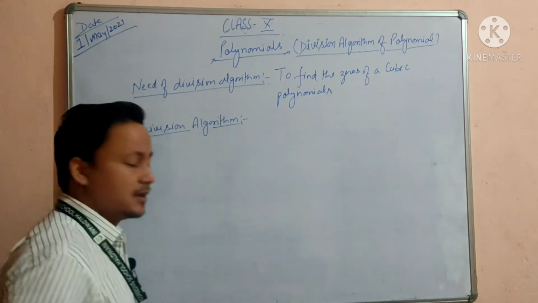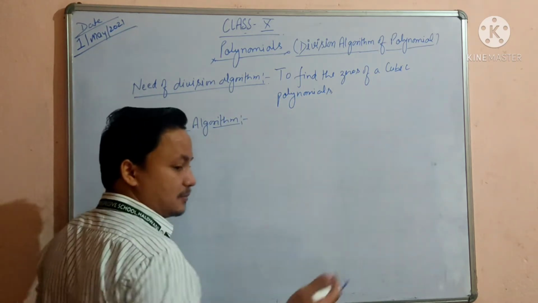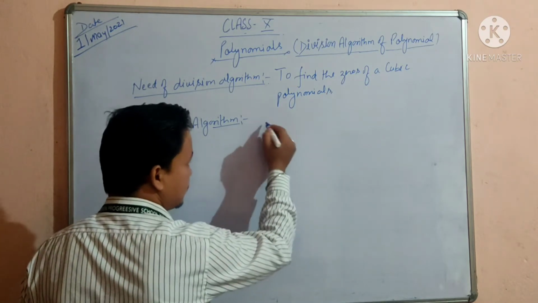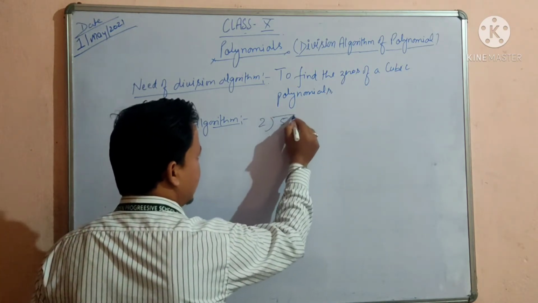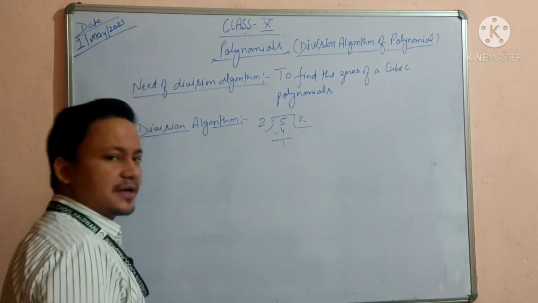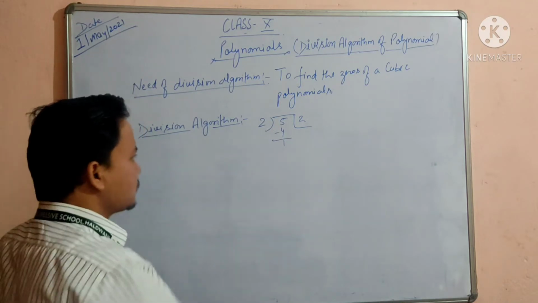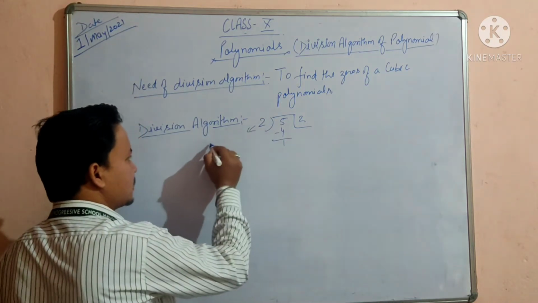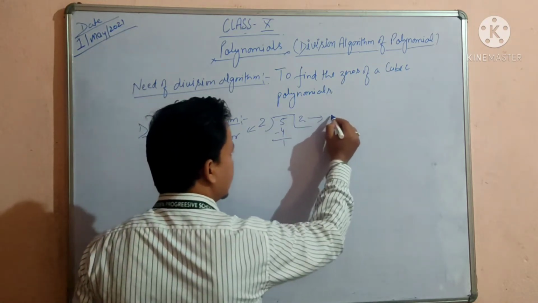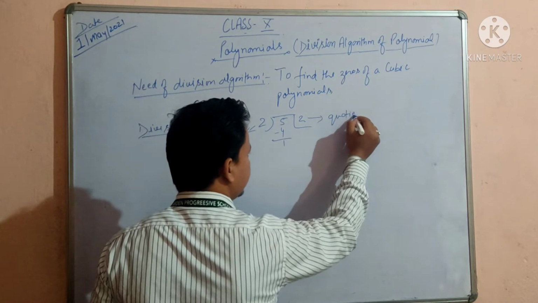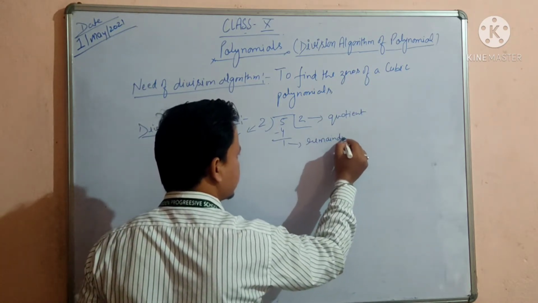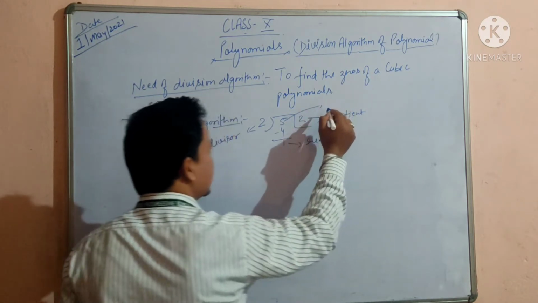See dear students, as I told you earlier, when I taught the Euclid division algorithm, I put one example here. Let us suppose we are dividing 5 by 2. 2 times 2 is 4, and after subtracting 4 we get remainder 1. So this is called the divisor. This is called the quotient. This is called the remainder. And this is called the dividend.